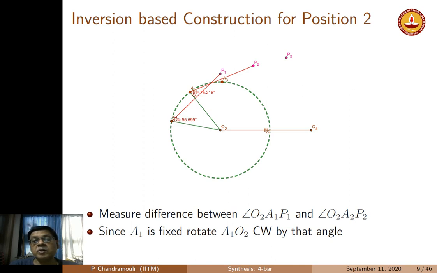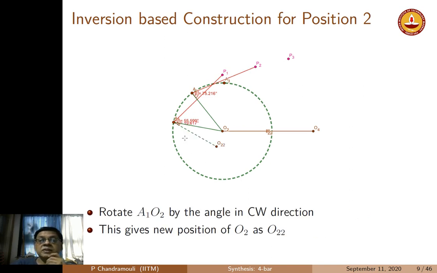So basically I have to rotate the crank by this additional angle, the difference, which is roughly 20 degrees, right? Since I have to increase the angle, I have to rotate it in the clockwise direction by that 20 degrees so that I can get the new configuration. So I rotate A1 O2 clockwise by that angle, which is very precisely 19.6 degrees. Of course my crank length has already been fixed, therefore I get the new O22. So this gives me the new position of O2.